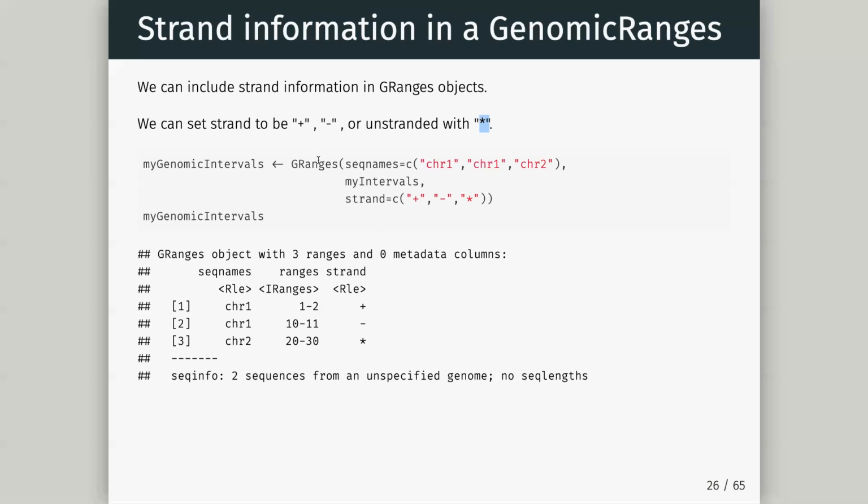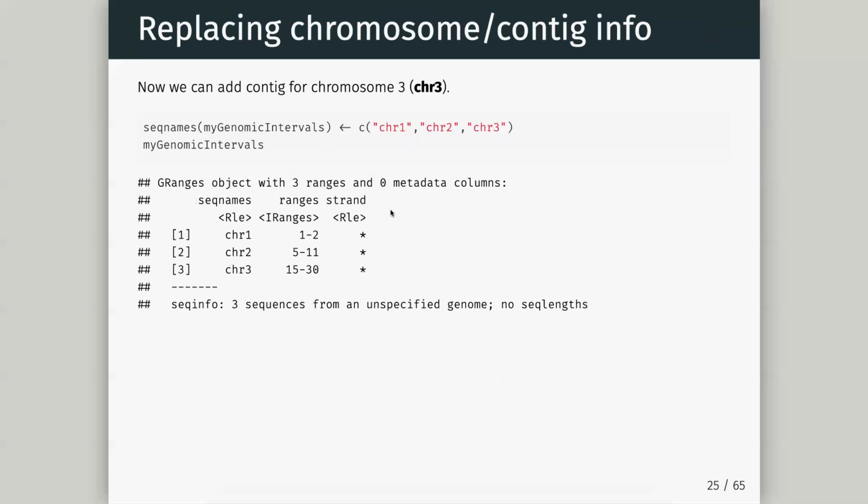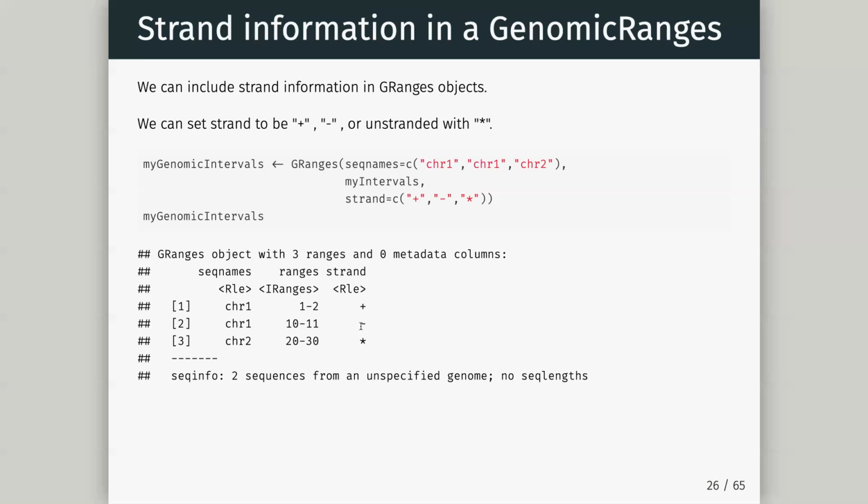So here we can create a new GRanges with pre-established strand information by supplying the seqnames, the intervals, and then supplying strand. Again, it needs to be either plus, minus, or star. If we supply nothing in strand, it will just assume it's strandless, and it will put star, like it did here. So in this case, I'm going to put positive, negative, and star.